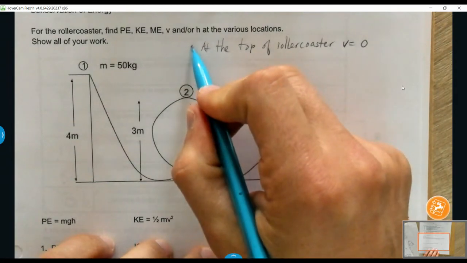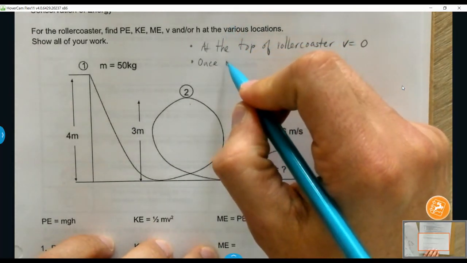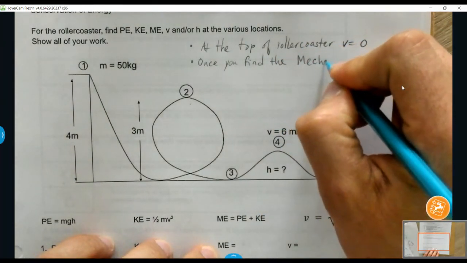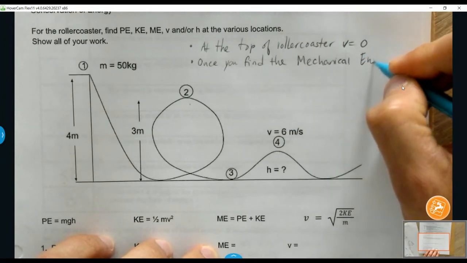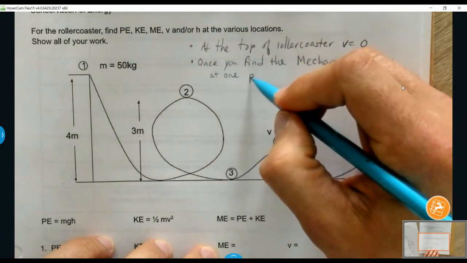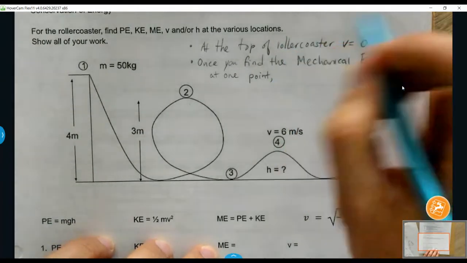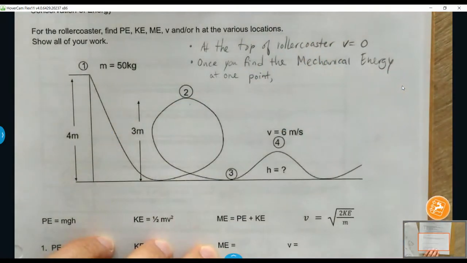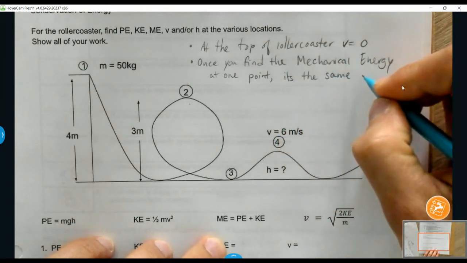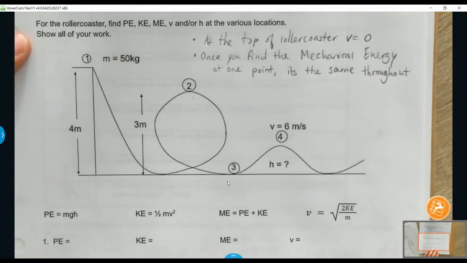And then another thing you'll need to know is, once you find the mechanical energy at one point, for a closed system like this, that energy is going to be the same throughout the entire thing. It's the same throughout. So we have our equations here.